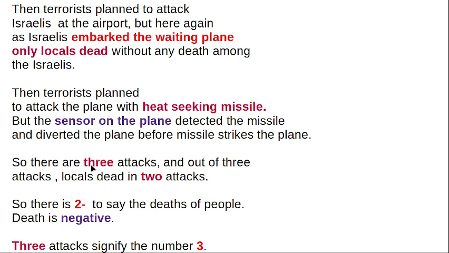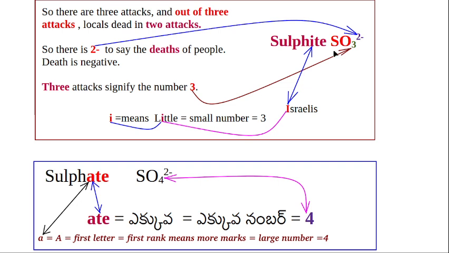So therefore, the 3 indicates SO3. People died in 2 attacks indicates 2 minus, because dying of people is negative. Therefore, the sulphite formula is like this: SO3 2 minus. The 3 will remind you of the number of attacks carried out by terrorists. The number of attacks carried out by terrorists is 3, and out of 3 attacks, people died in only 2 attacks. So 2 minus indicates that the deaths occurred only in 2 attacks. Therefore, 2 minus is added to sulphite.